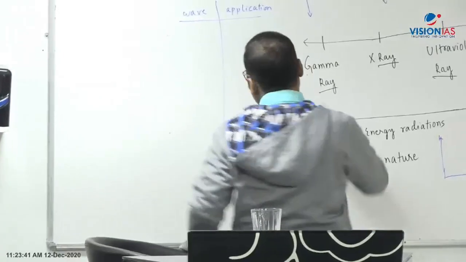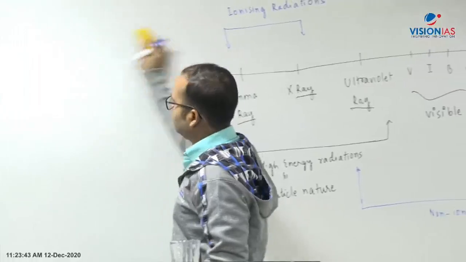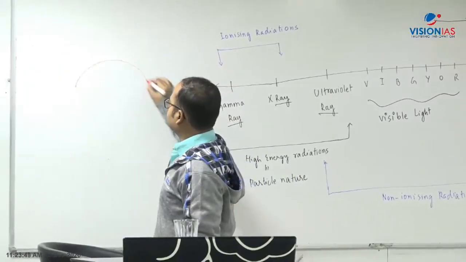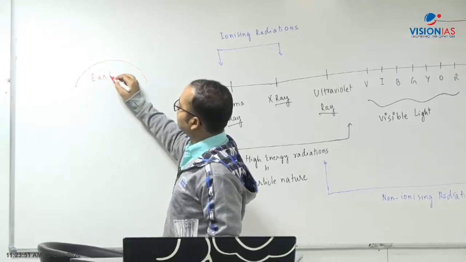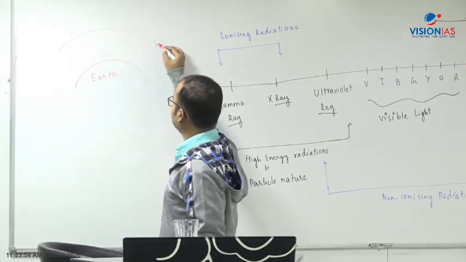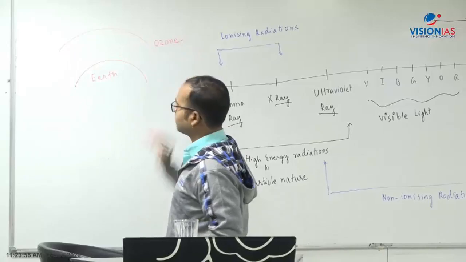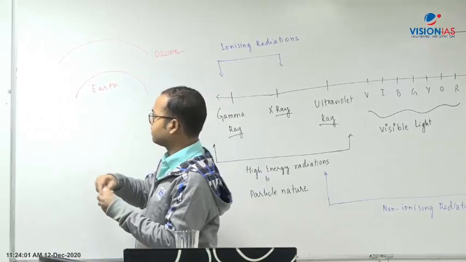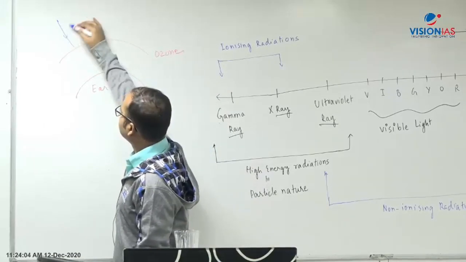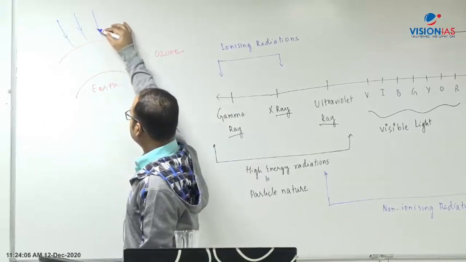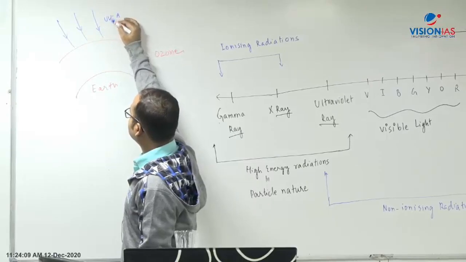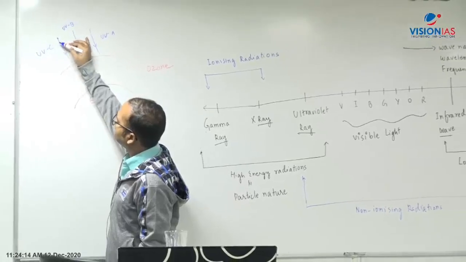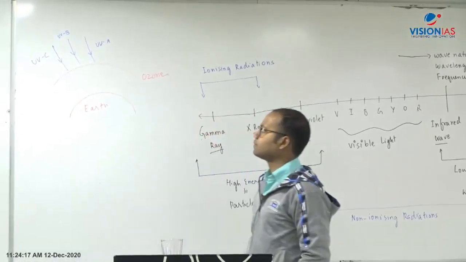I am going to tell you about UV. You have not asked, but I will tell you. Suppose this is the surface of Earth, and suppose this is the ozone layer. Ultraviolet has 3 different shades. Ultraviolet A has lesser frequency compared to ultraviolet B, and ultraviolet B has lesser frequency compared to ultraviolet C.